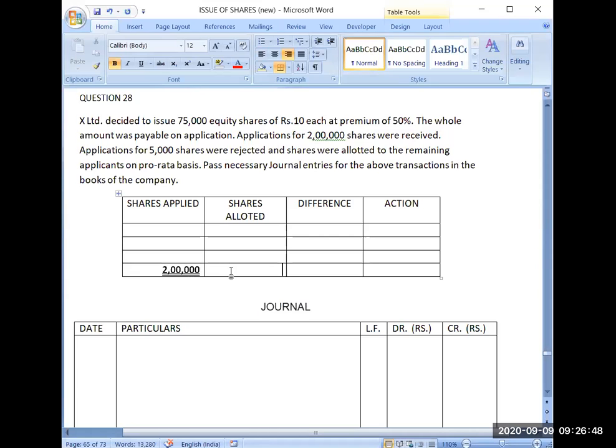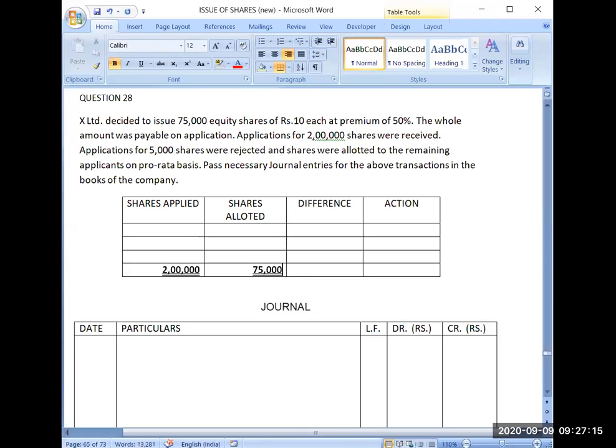Despite you receive applications for 2 lakh shares, how many shares can you allot legally? Yes, very good. So you can allot only 75,000 shares because you have issued only 75,000 shares. You cannot go beyond that. So your number of shares allotted will be the number of shares issued in this question.